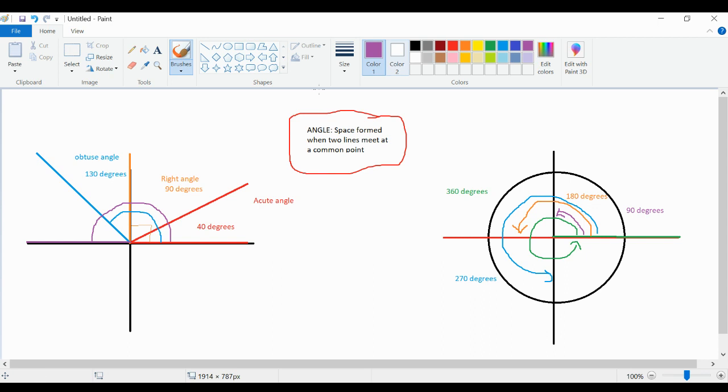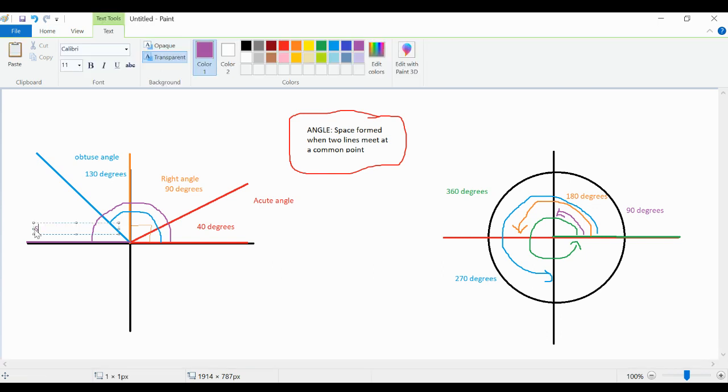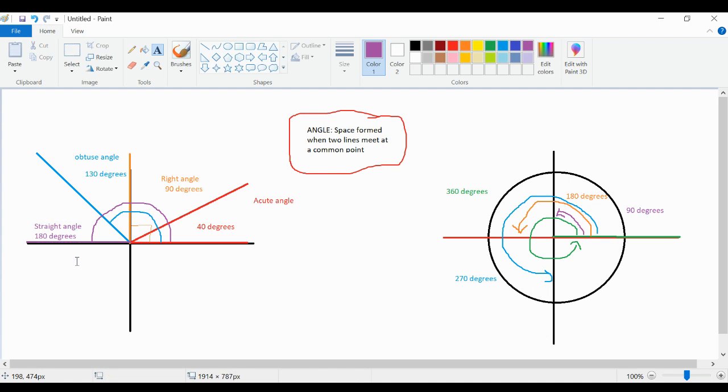This is another one like our right angle that has no wiggle room. It is called a straight angle. Makes sense. And it is always 180 degrees. Exactly. We have no wiggle room there. Has to be 180 degrees.